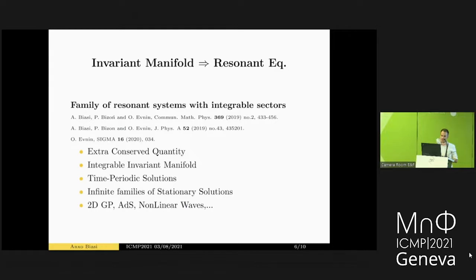And for example, this is a nice observation, that here we have a cute relation between Bose-Einstein condensates or the Gross-Pitaevskii equation and anti-de Sitter spacetime. I am not going to develop this comment here, but we have found some relations.